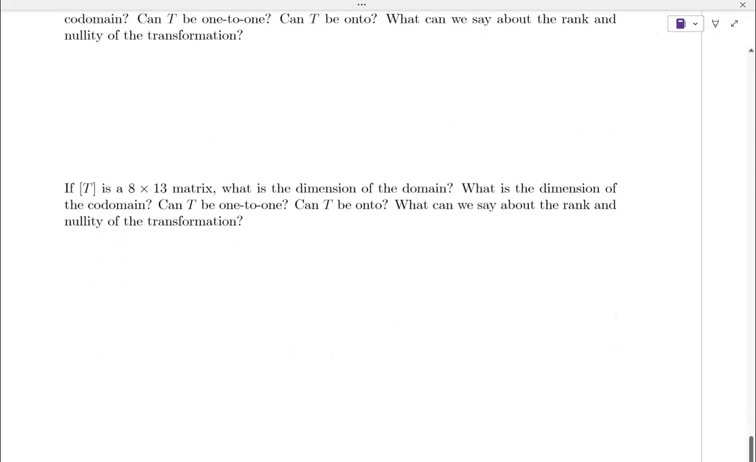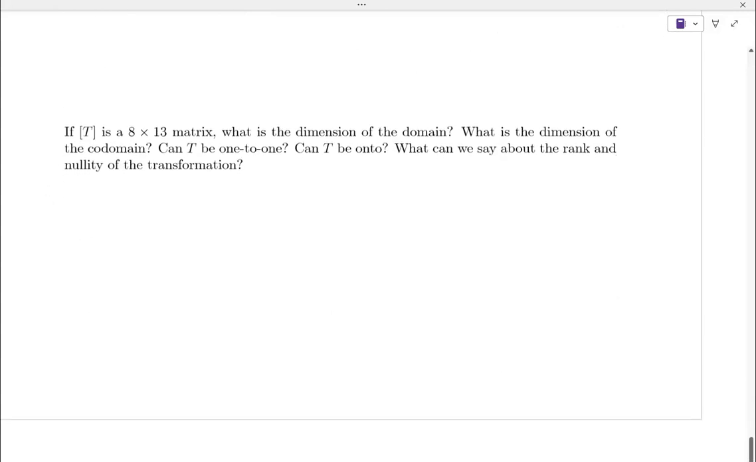Let's ask the reverse question, and I think that's the last one on this handout, so I'll have the new handout here for you in a second. What if we reverse it? Have an 8x13.